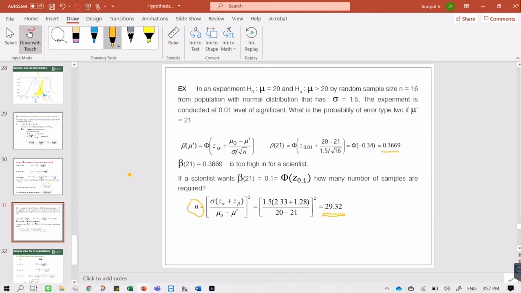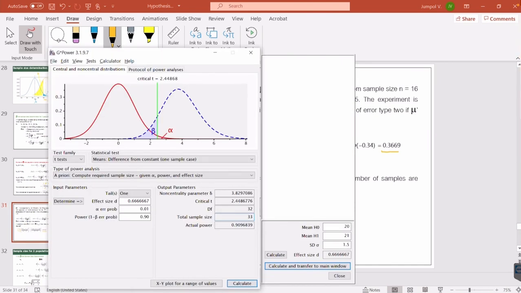from the manual one. I think because the manual one assumed a normal distribution, but this one assumed a t distribution. That's why the sample size is a little bit greater. But you can see that this is very convenient. If you want to calculate the sample size, just use G-Power software.